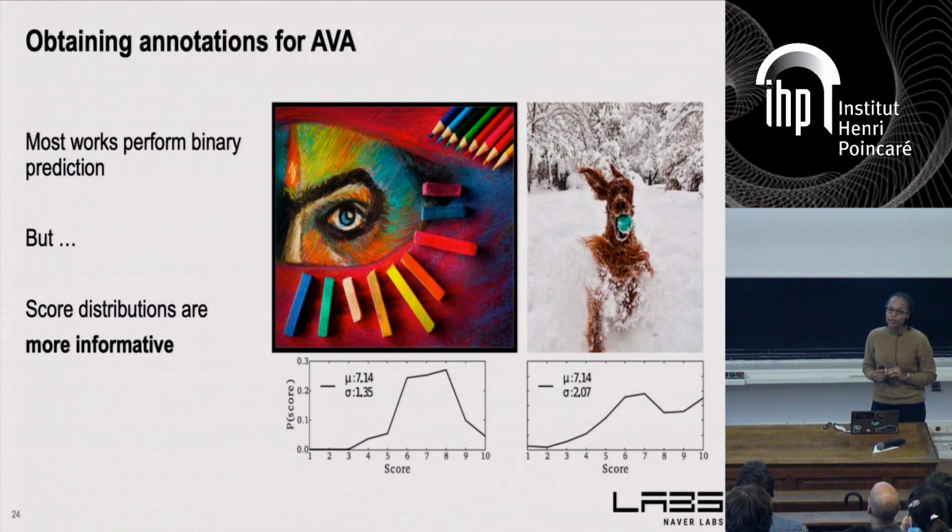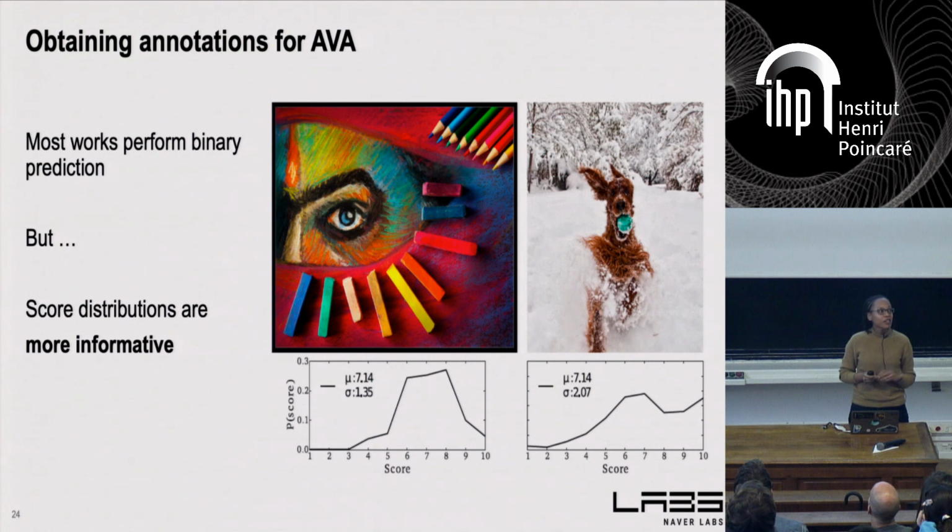So why do we care about computing score distributions themselves? Even though most works do try to solve a classification task, not only is this, as I said, a bit arbitrary in where you put the boundary, but it also erases some of the information you might have in the distribution, right?